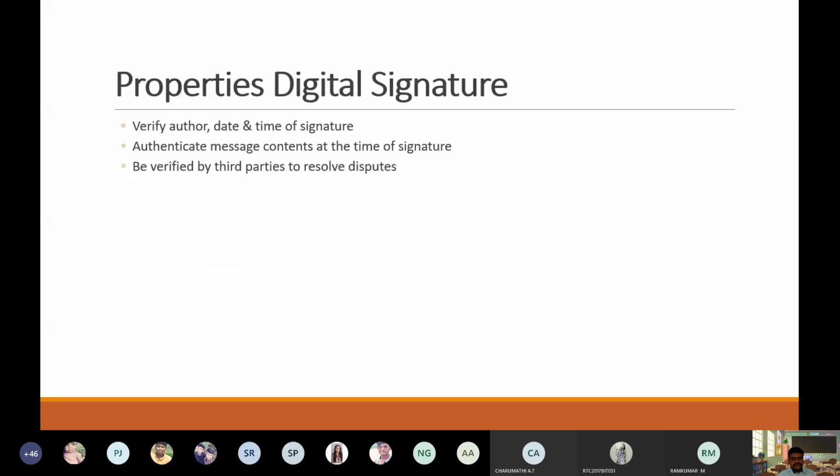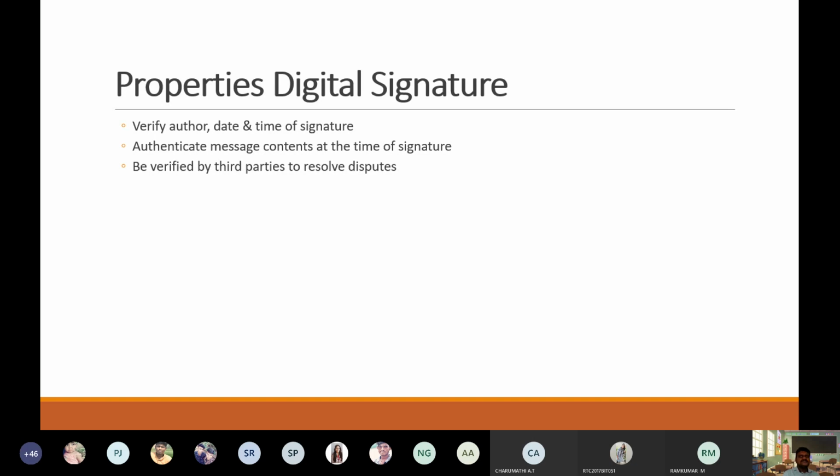The properties of digital signature. What are the properties? We have listed three properties here. First, verify the author, date, and time of the signature. Second, authenticate the message contents at the time of the signature. Third, it can be verified by third parties to resolve disputes. Clear? First thing is verify the author, date, and time of the signature.